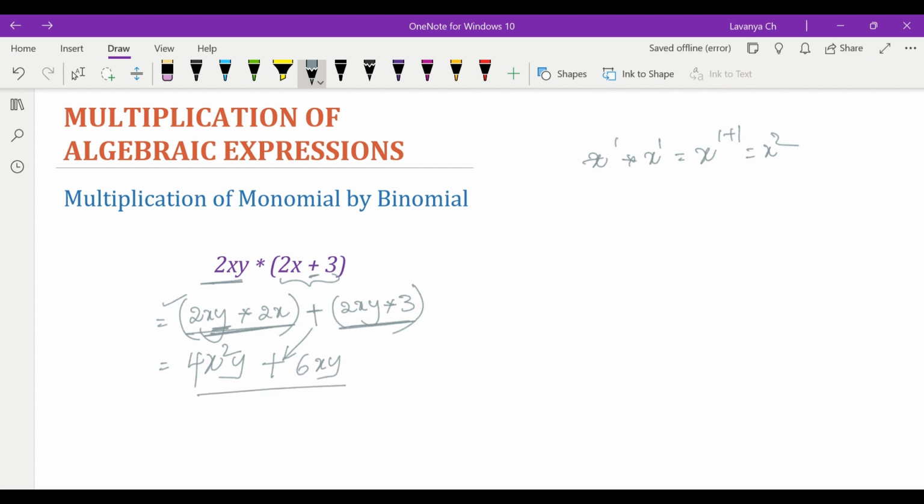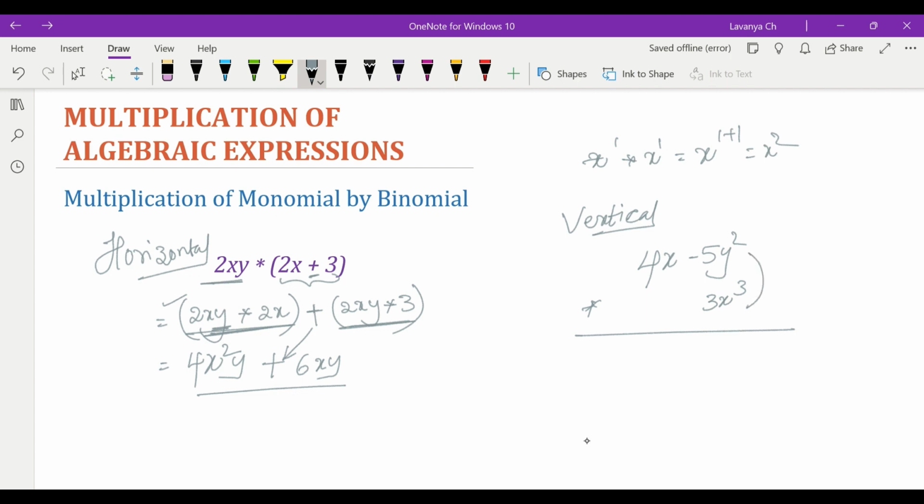This is how we multiply a monomial with a binomial, and this way of doing is called horizontal method. But the multiplication can also be done using a vertical method. We'll see how to do it in the vertical method now. Say there is a binomial 4x minus 5y square. We have two terms, so it is a binomial into a monomial, that is 3x cube.